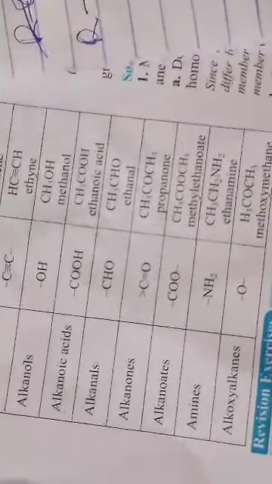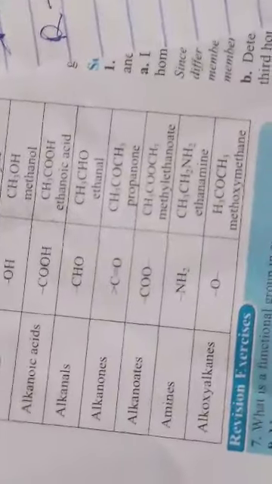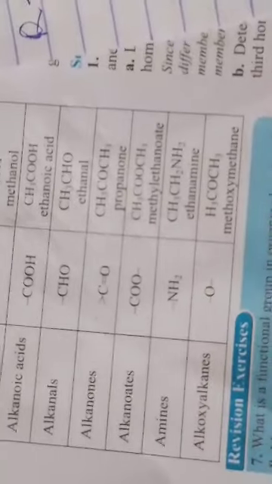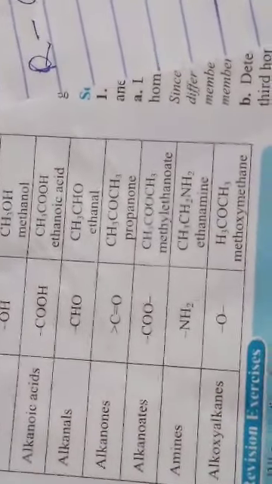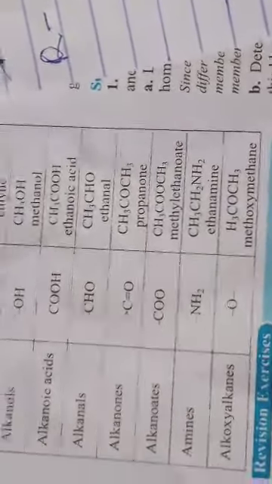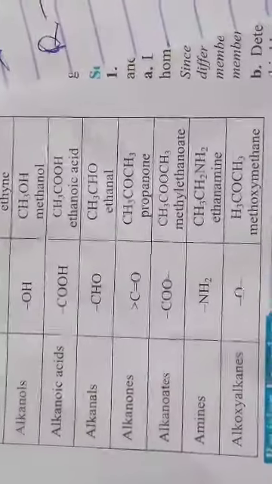The other one is what? Amine. The functional group of amine is known as NH2. You can see that we have an example of amine. They gave us ethanamine. Are you getting it?